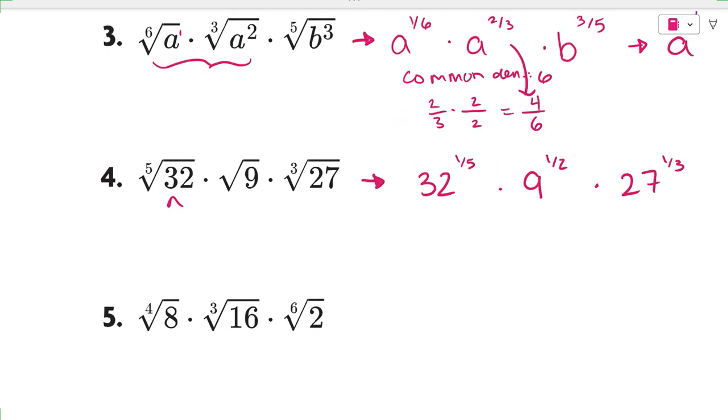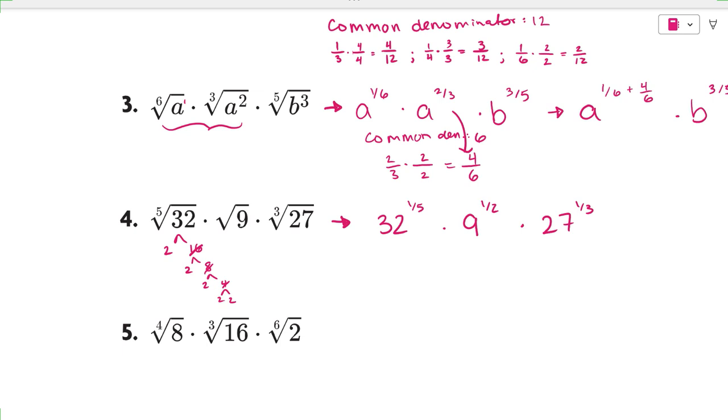So 32, we might not know the 5th root of 32, but hopefully we can at least start to break it down. So this becomes 2 to the 8. Let's see, and 8 is 2 times 4. We get 2 times 2 here. So I have 1, 2, 3, 4, 5 2's. So in fact, the 5th root of 32, or 32 to the 1/5, is actually just 2.